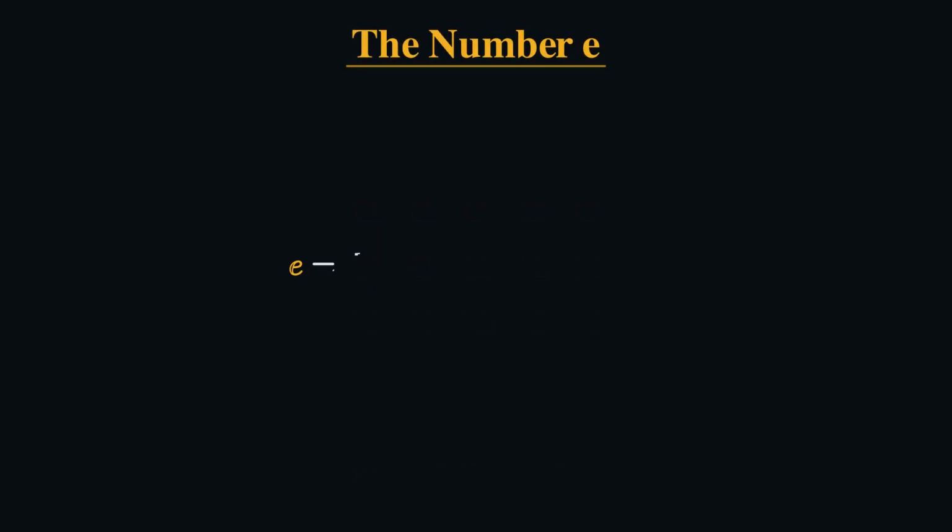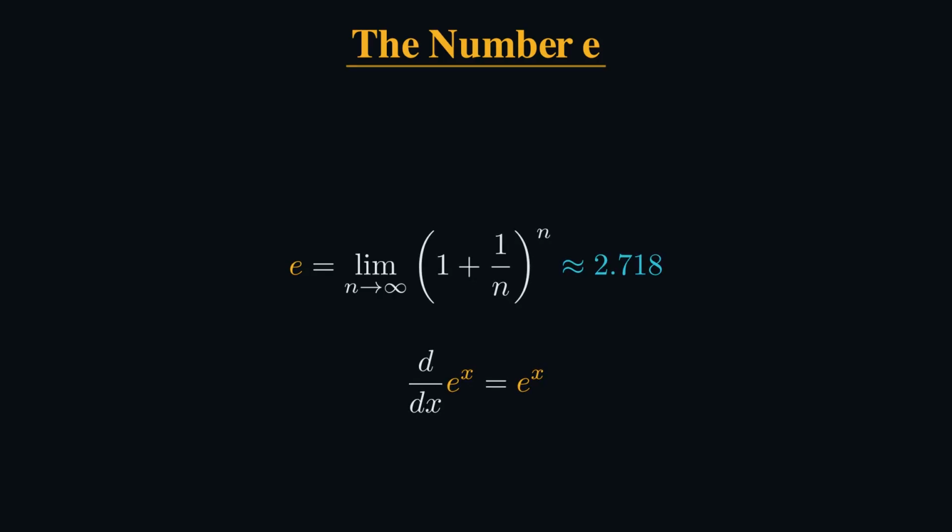Among all possible bases, one is special. E, approximately 2.718. It is the unique number where the exponential function is its own derivative. Its rate of growth at every point equals its current value. That self-referential property makes it the natural base for continuous processes, like population growth, radioactive decay, and neural network activations.